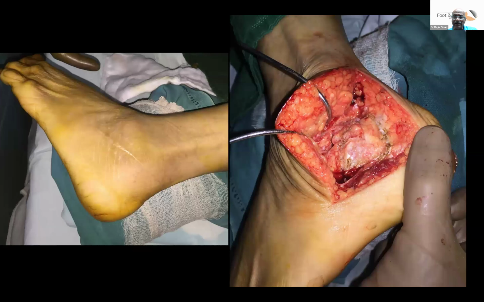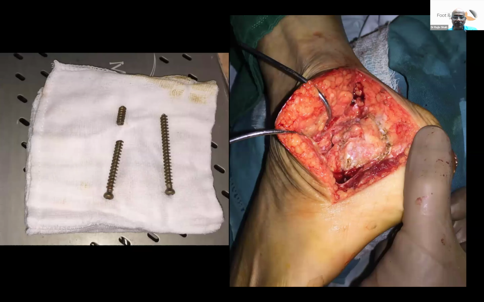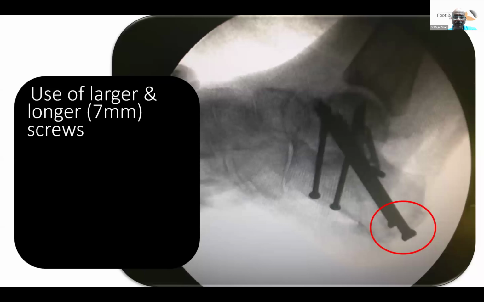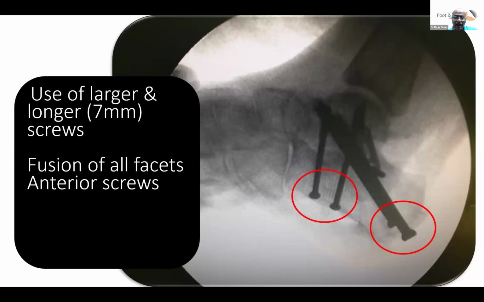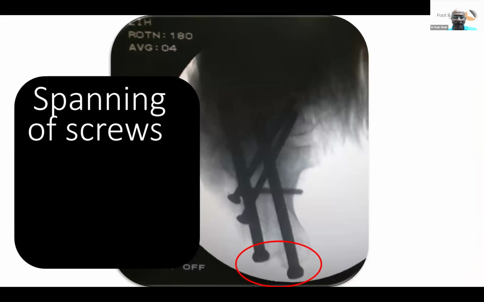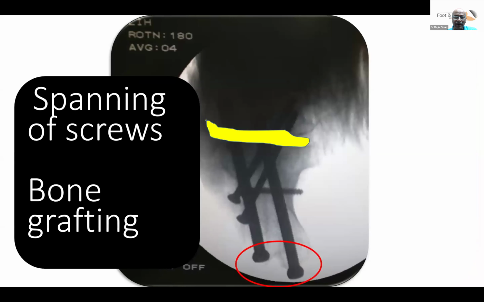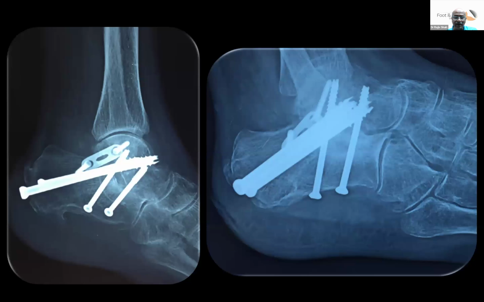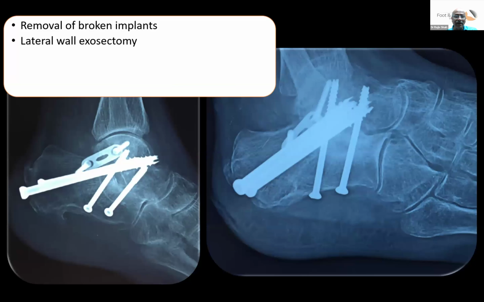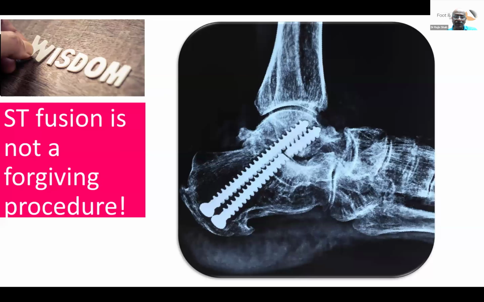So it was addressed with an extensile lateral approach. The screws were removed, and larger and longer screws were used with a different track, with fusion of all facets, anterior and middle, using the screws, and a plate was also added. Bone grafting was done as well, and this is how it went on to heal without any issues. So subtalar fusion is not a forgiving procedure.